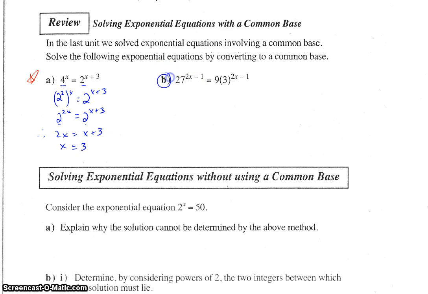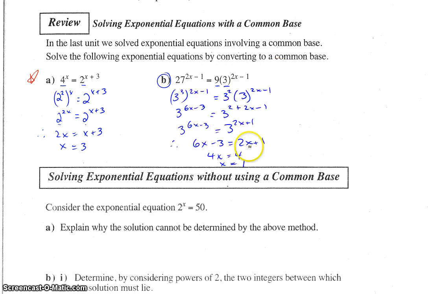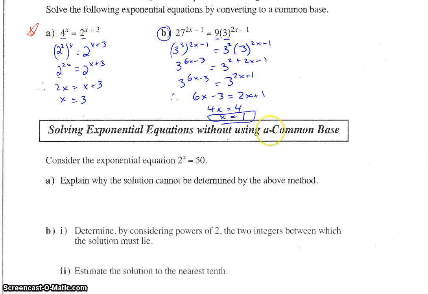Why don't you guys try B? A little bit trickier. On the right hand side, make sure you have one power before you let the exponents equal each other. Okay, so pause your video and then we'll check back and see how you did. Okay, hopefully you got x equals 1. And as I mentioned, this is just a review from a previous lesson. So if for some reason you had trouble with that, please check with me in class, okay?